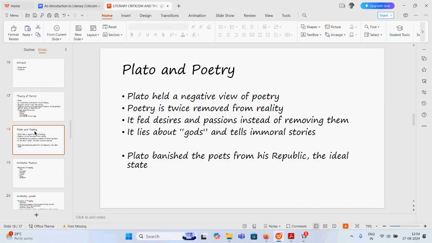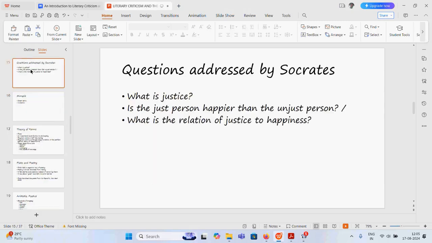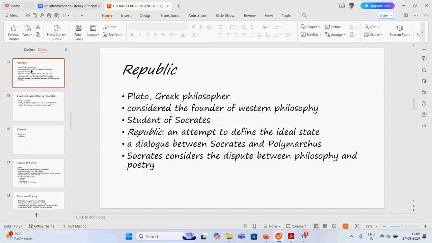If this is clear to you about Plato, poetry, the theory of forms, and the concept of mimesis, I will take you slowly backwards to some background. We also talked about his work Republic. What are the questions raised by Socrates as he is in a dialogue with his different students here? What is the Republic all about?